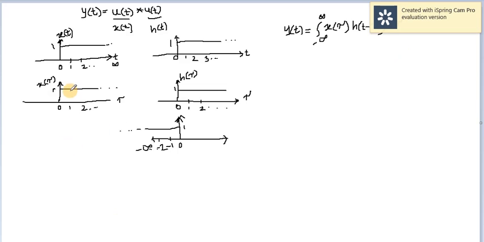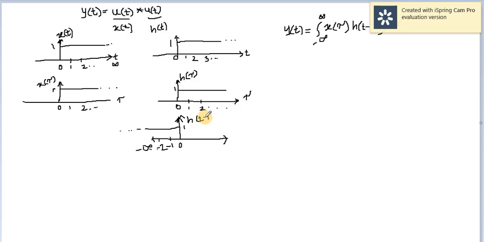So let's obtain these x of tau and h of t minus tau signals for multiplication. So x of tau is the signal, just t is replaced with tau. So the same signal wherein t is replaced with tau is drawn here. And similarly h of tau. But we are in need of h of t minus tau. H of t minus tau is the time reversed version of h of tau. So this is our h of t minus tau signal.